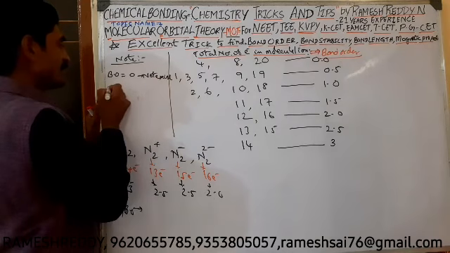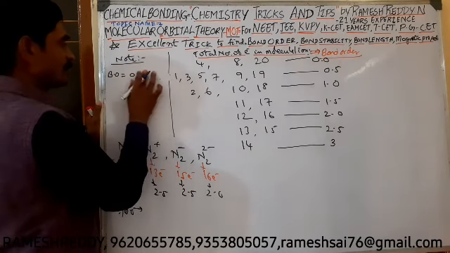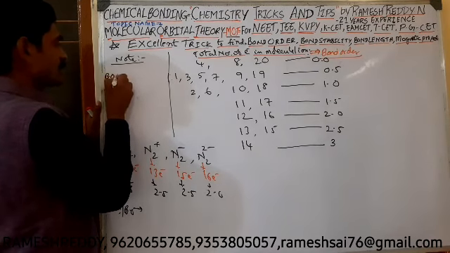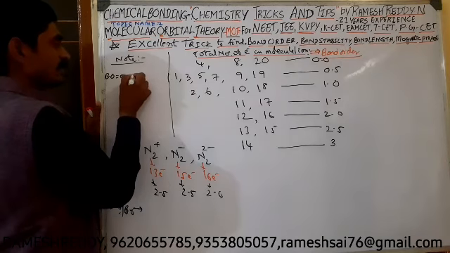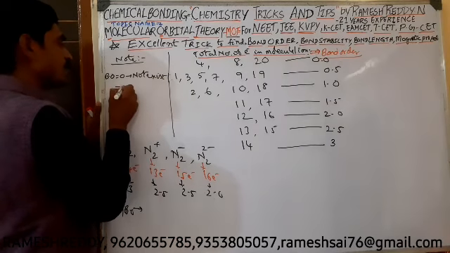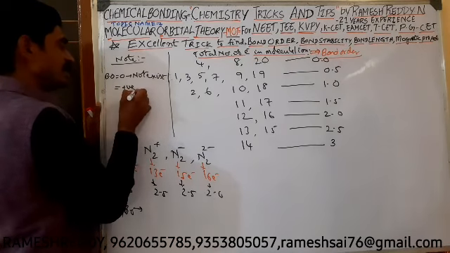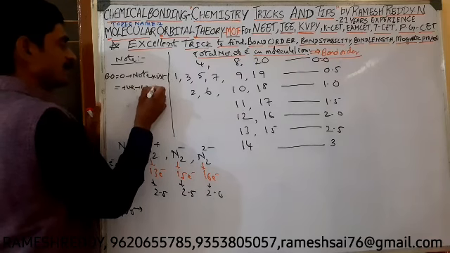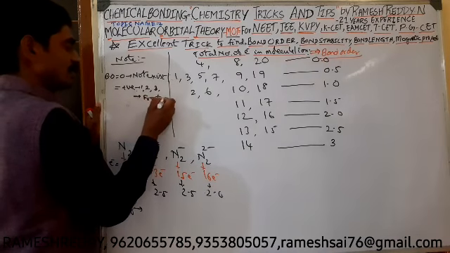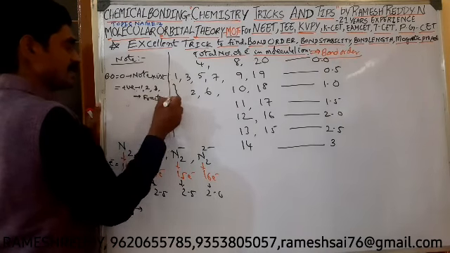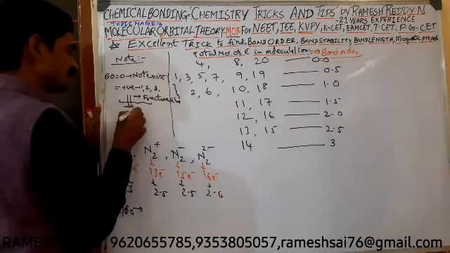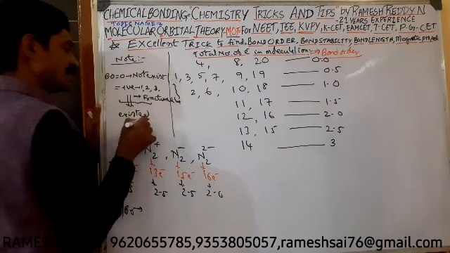Bond order 0 means the molecule does not exist. If the bond order is a positive value, it may be like 1, 2, 3, or it may be a fractional value also, right? Then in these cases, the molecule exists.